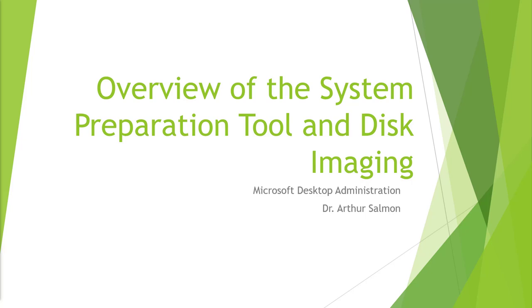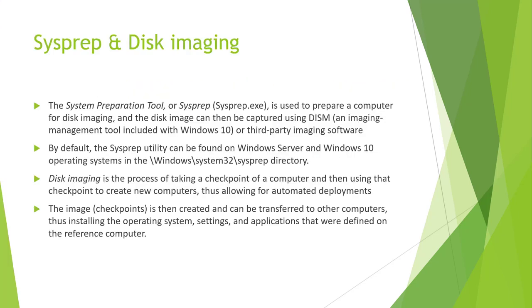All right, so let's talk system prep tools as well as disk imaging tools. So we've already talked about sysprep. We've already looked at the importance of sysprep and how it works. We already know that it's located in the Windows System32 sysprep directory. Again, we use this to generate new SIDs, or new security identifiers. This is extremely important when we are doing disk imaging.